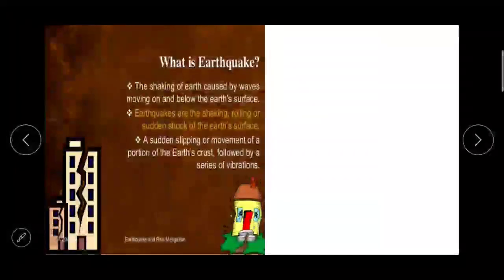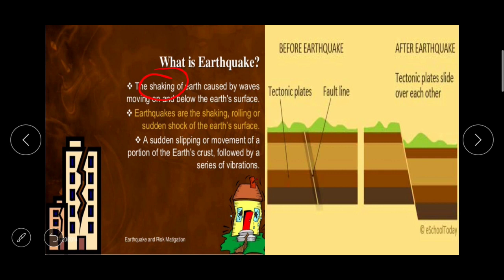Now the next thing, the shaking. We are using different words here: vibration, trembling, and one more word, shaking. The shaking of the earth is caused by waves moving on and below the earth's surface. Earthquakes are shaking, rolling or sudden shock of the earth's surface, a sudden slipping or movement of a portion of the earth's crust followed by a series of vibrations.